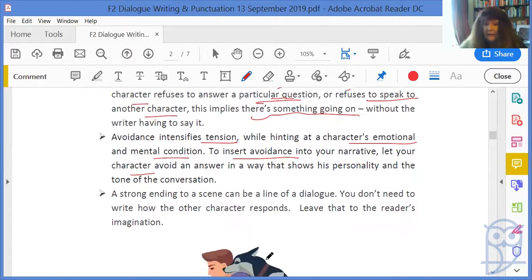And then finally, a strong ending could just be one line of dialogue at the end of a paragraph that you're writing. And it doesn't matter how the other character responds. You leave it to the reader's imagination to guess what's going on.